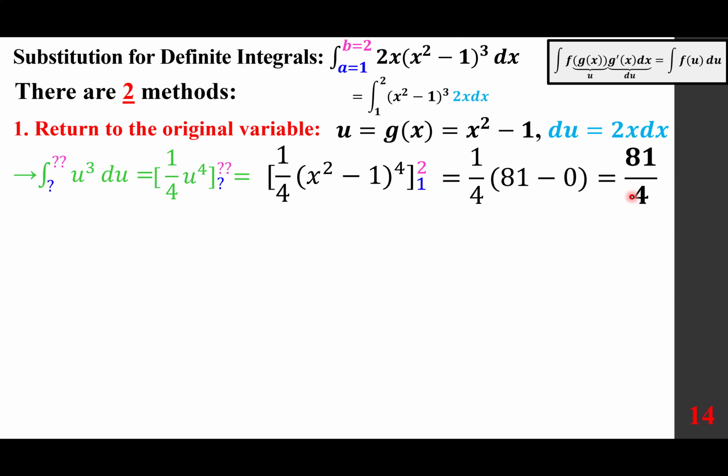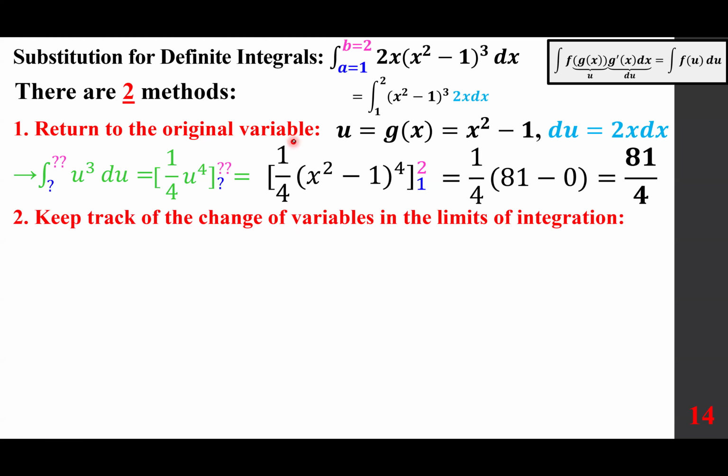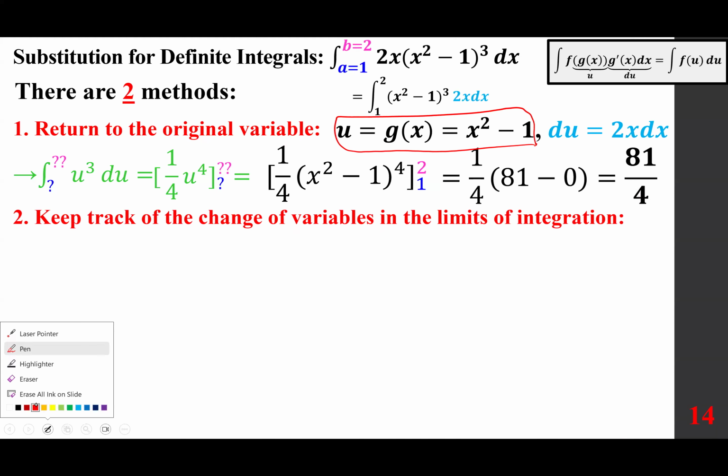That's it. You can always go back to the original variable. However, the second method is to keep track and figure out what the new limits are. And bear in mind, this is u. So if I put in the upper limit as well as the lower limit, I can figure out the new limits.